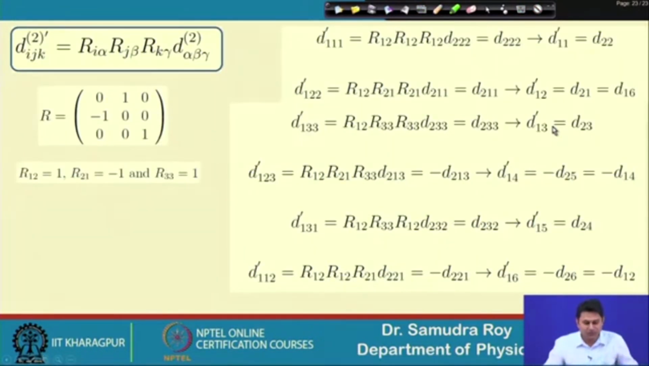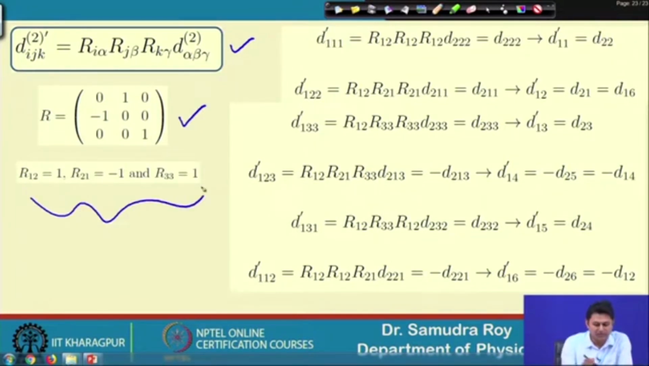R is given to us and the D matrix is also given to us. So let us start the operation, one by one. This is my main equation for transformation. On the left-hand side, R is given, where these are the non-zero elements that we have written explicitly, R12, R21 and so on.